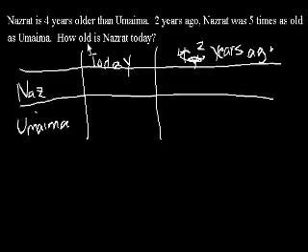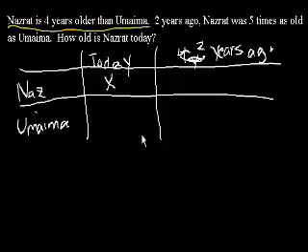Okay, so we're trying to solve for X. How old is Nusrat today? So let's just say Naz today is equal to X. It says Nusrat is 4 years older than Umama. So this piece of information up here, let me underline it. That tells us that if Nusrat is X today, then Umama is going to be X minus 4, which makes sense because Naz is 4 years older than Umama.